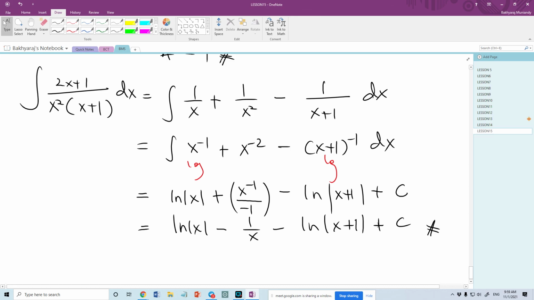Okay, sorry for the correction. Ini plus 1. Okay, ini tambah 1. Ini tambah 1. Okay, please correct this calculation. Sebab saya tengok tadi salah.